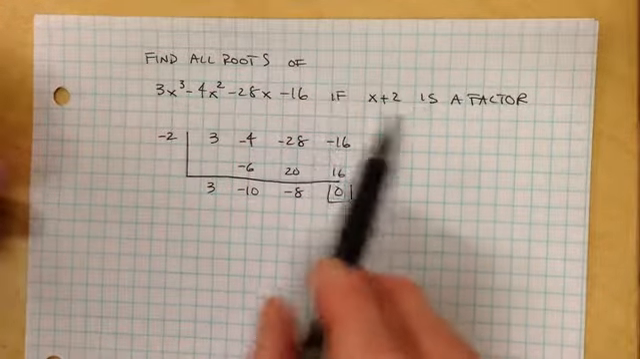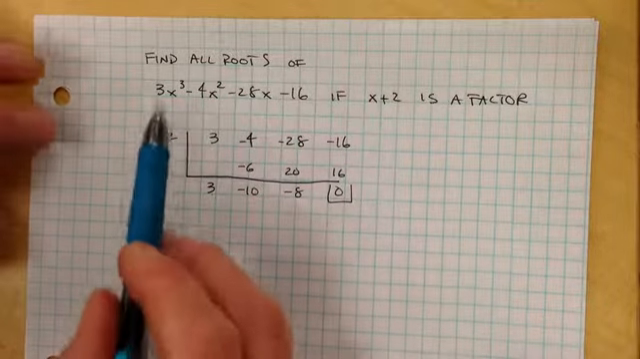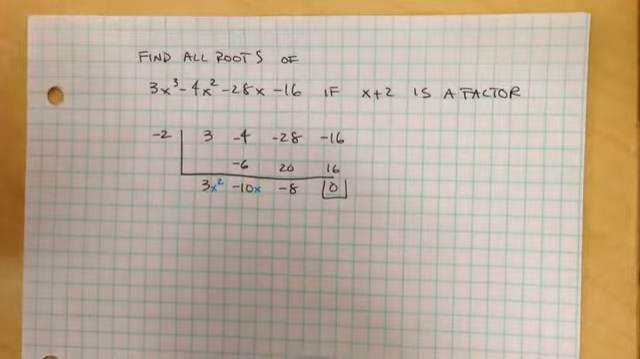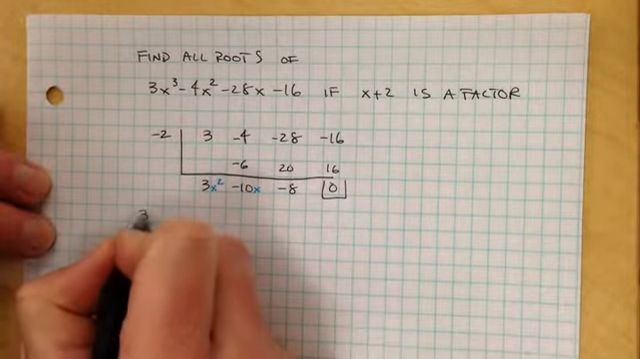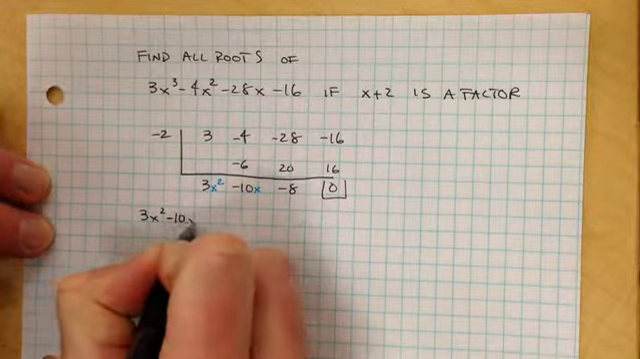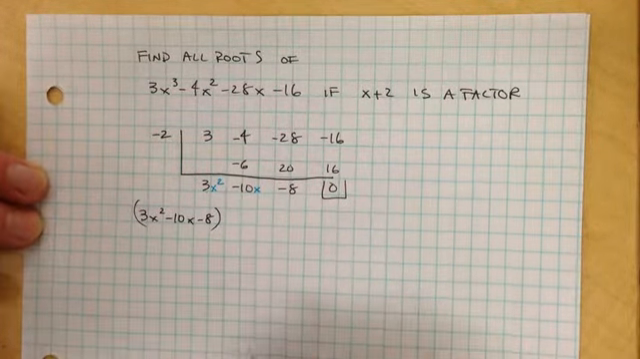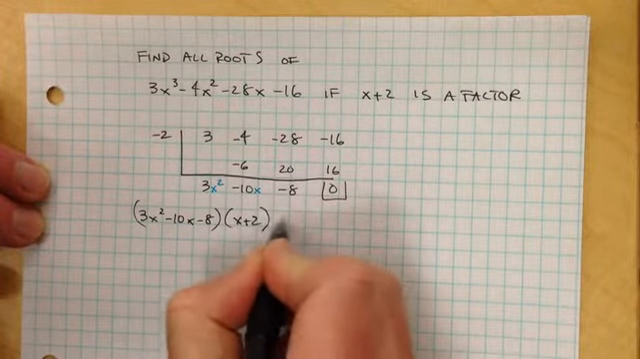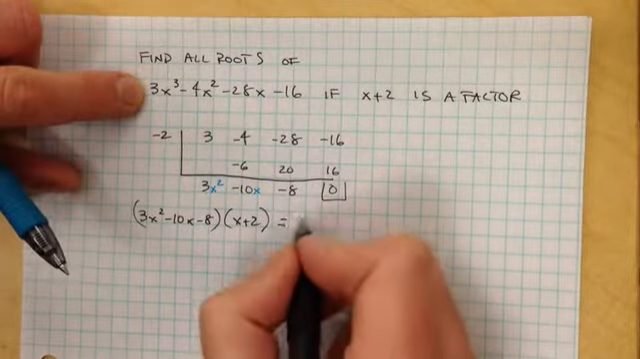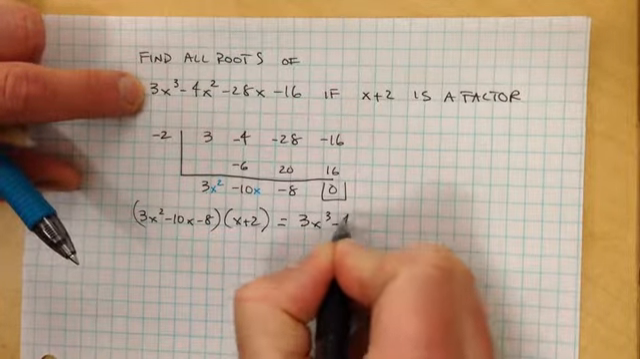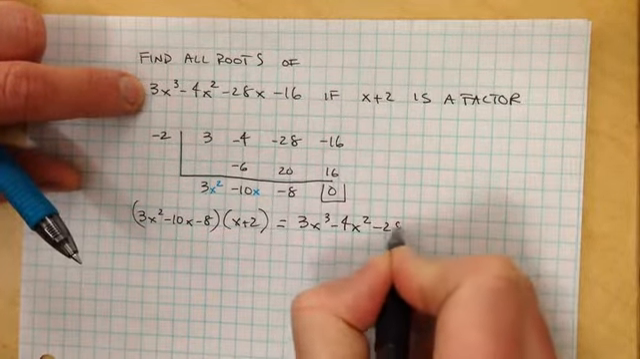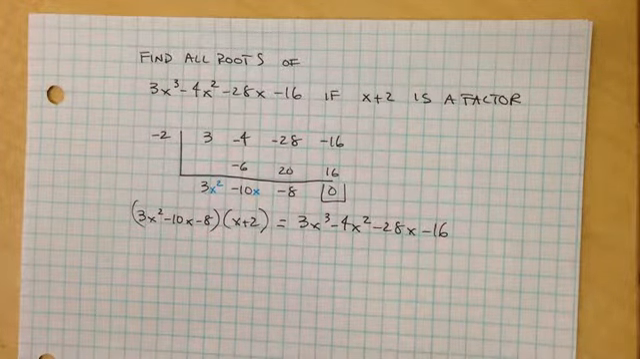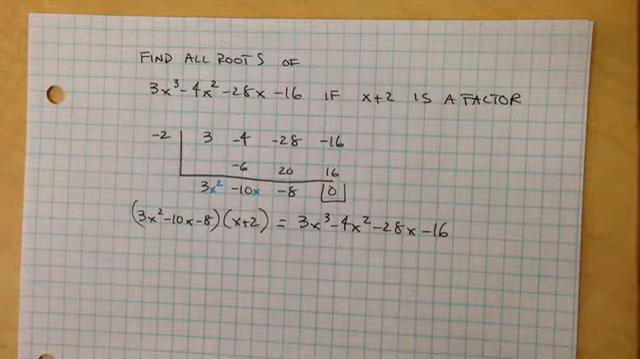So when you divide this by x plus 2, what you get left is dropped a degree, 3x squared, minus 10x, minus 8. So now what we have left over is 3x squared minus 10x minus 8. Knowing that if we multiply that times x plus 2, we are going to be back to my original polynomial. There you go.